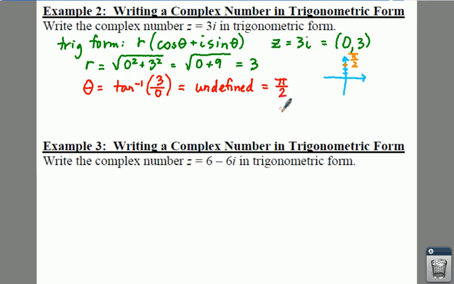So even though you plug it into your calculator and find out it's undefined or you get an error, that's okay. What you may have to do is just draw a little sketch over here. So for your final answer, we're going to say that your trig form, z, is equal to your r, which is 3, times cosine of pi over 2 plus i sine of pi over 2. And then that is going to be your solution.